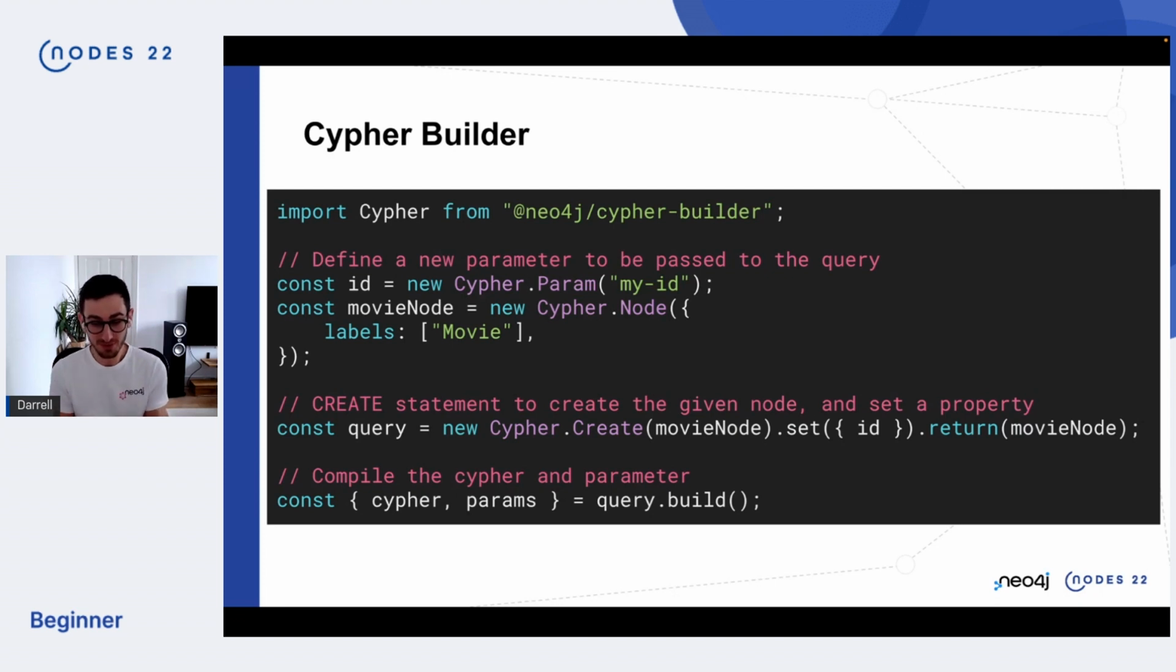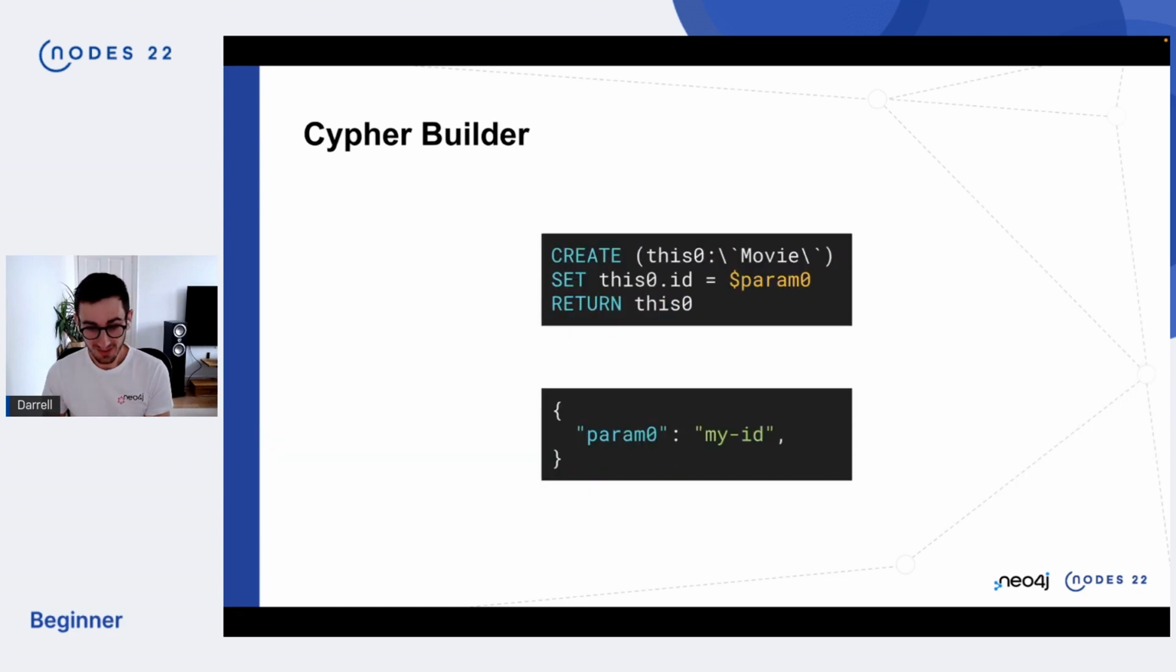So this is available, but this is a quick example of how you use it. You define parameters using cypher.param and you give the value to that param. You define nodes using cypher.node, defining things like the labels that you want that node to have. And then you can do things like, new cypher.create, create that node, set that parameter, and then return the movie. And then you can build that query. And then the output looks something a bit like this. We've automatically escaped the labels you can see. We've built the parameters out into a JSON object, which can be passed into Neo4j. And this will work to create a movie with an ID.